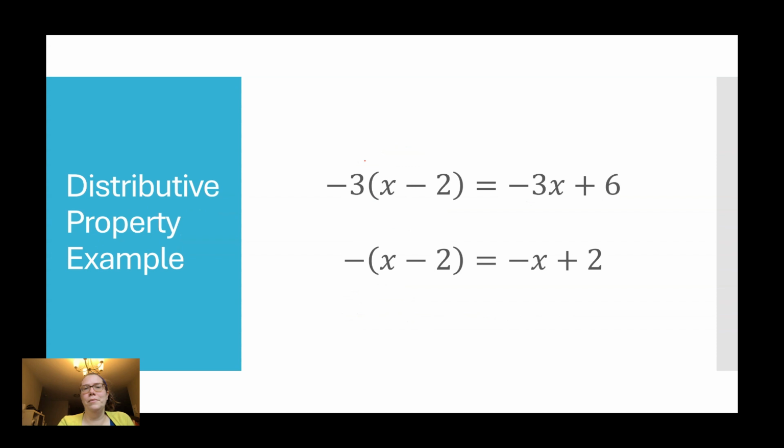One more example, negative 3 times x, and then negative 3 times negative 2 makes a positive 6, or it's subtracting the negative 6 that you got from negative 3 times 2, right? Subtracting a negative is the same as adding a positive. If you just see a negative sign out front, remember you have a little invisible 1 right there. So this is negative 1 times x is negative 1x. And negative 1 times negative 2 turns into our positive 2. Subtracting negative 2 is the same as adding 2.